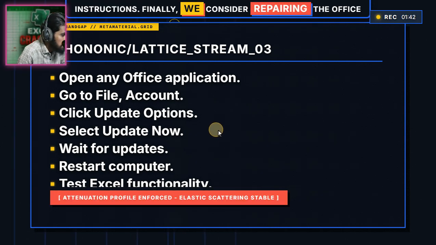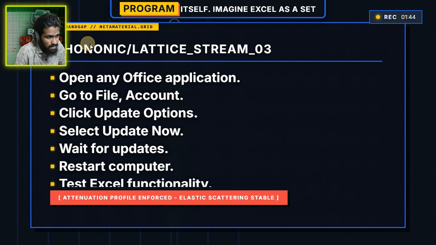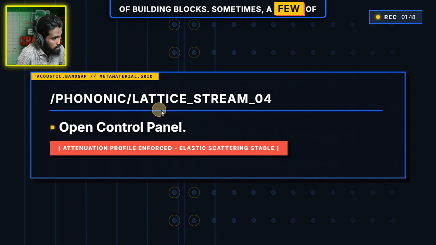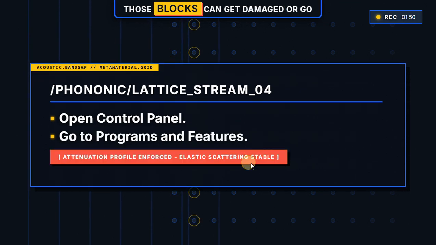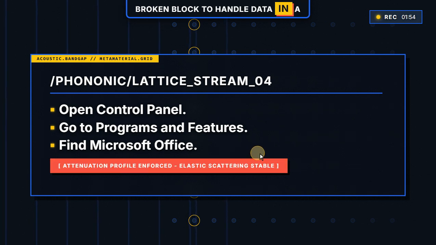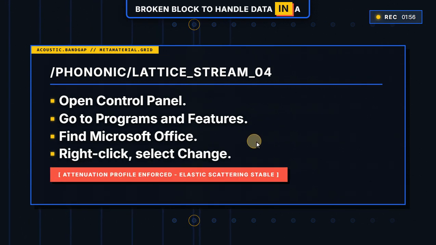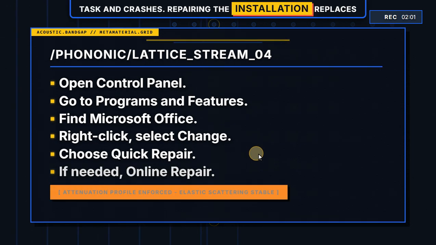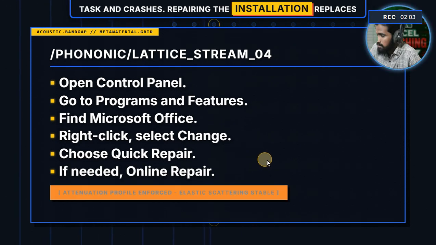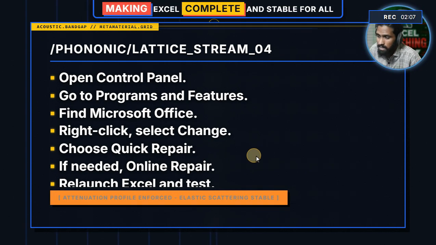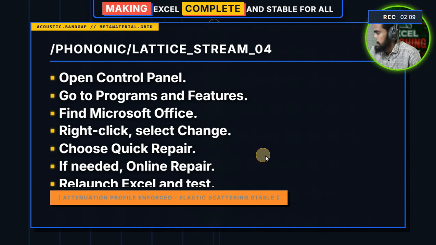Finally, we consider repairing the Office program itself. Imagine Excel as a set of building blocks. Sometimes a few of those blocks can get damaged or go missing. When Excel tries to use a broken block to handle data in a certain cell range, it cannot complete the task and crashes. Repairing the installation replaces any damaged blocks with new, strong ones, making Excel complete and stable for all your work.